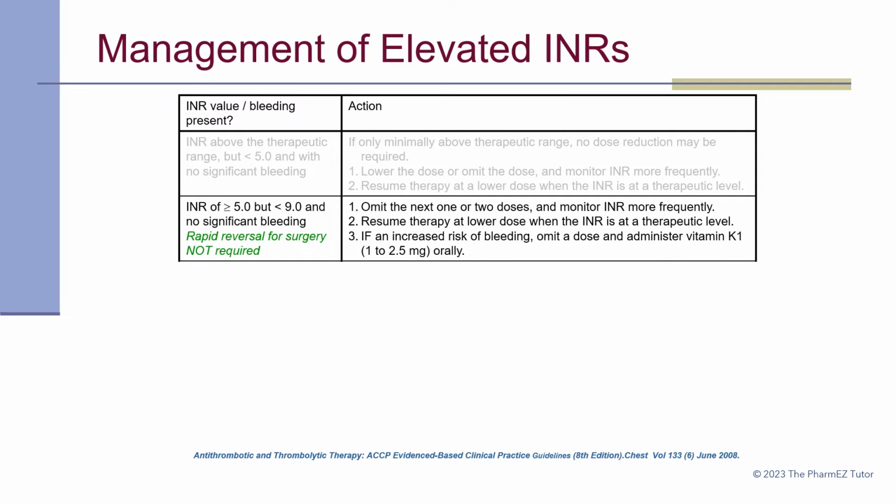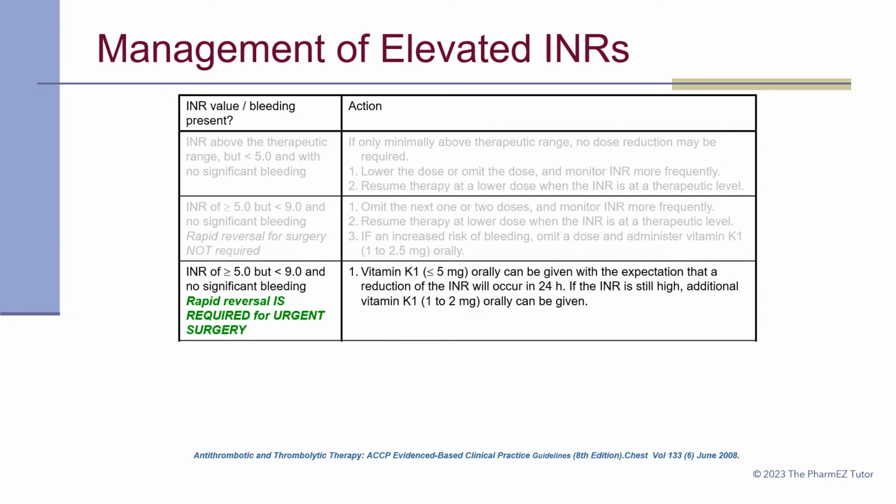What do we do if the INR is greater than or equal to 5 but less than 9 and there's no significant bleeding and rapid reversal for surgery is not required? The action is to omit the next 1 or 2 doses and monitor the INR more frequently. Resume therapy at a lower dose when the INR is at a therapeutic level. If there's an increased risk of bleeding, omit a dose and administer vitamin K 1 to 2.5 milligrams orally.